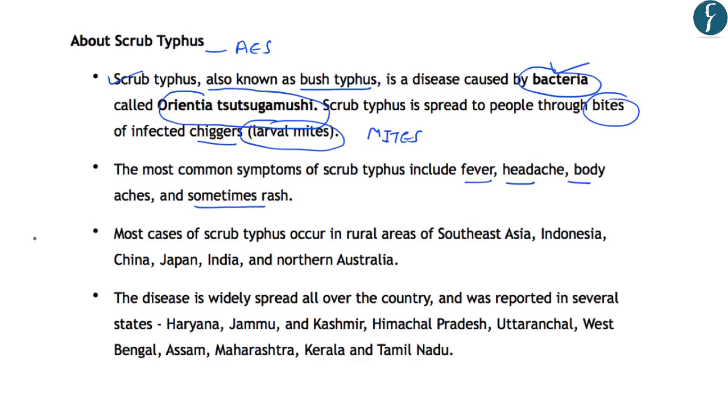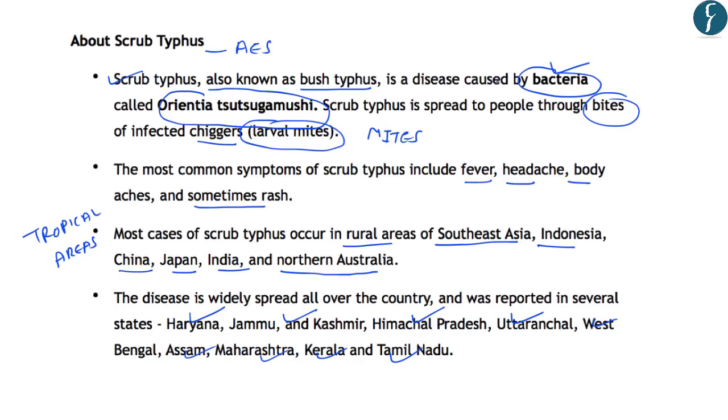Now regarding the geographical distribution of this type of disease, most of the scrub typhus occurs in rural areas of Southeast Asia, Indonesia, China, Japan, India and Northern Australia. So mainly this type of disease is prevalent in tropical areas. In India, the disease is widely spread all over the country and was reported in several states which include Haryana, Jammu and Kashmir, Himachal Pradesh, Uttaranchal, West Bengal, Assam, Maharashtra, Kerala and Tamil Nadu. So it is widely spread all over the country.